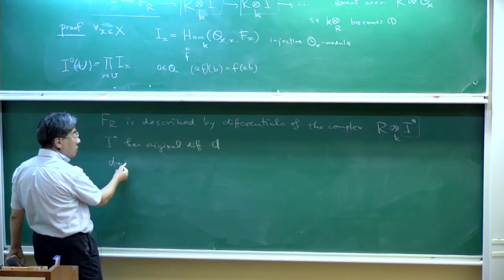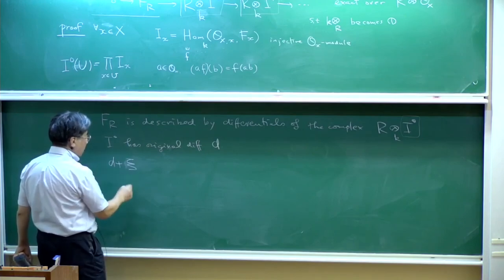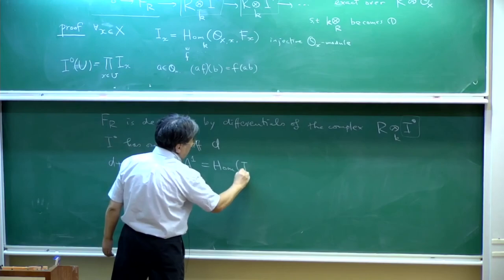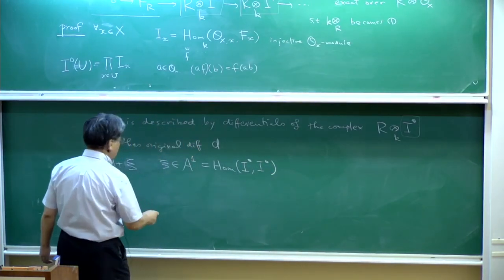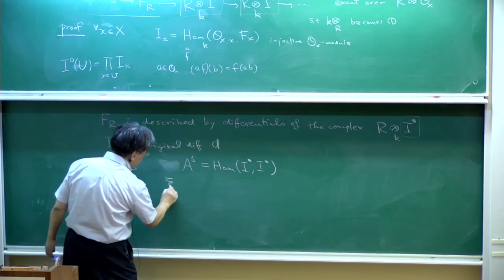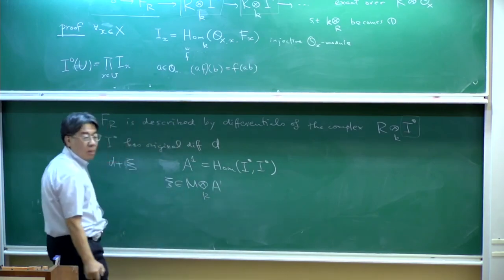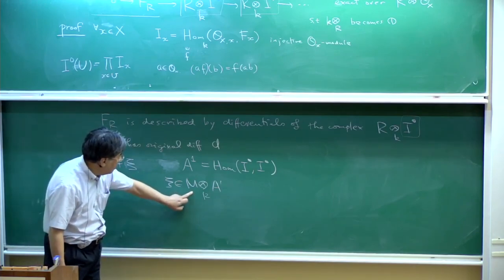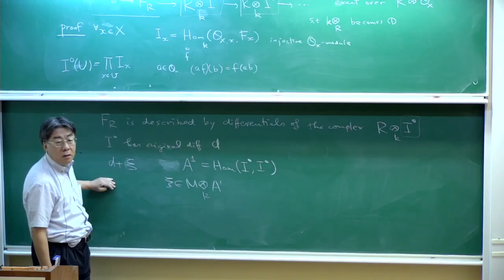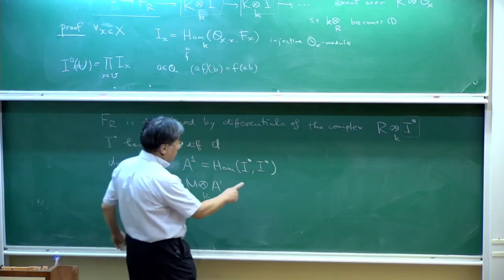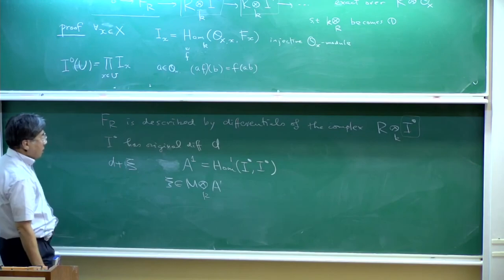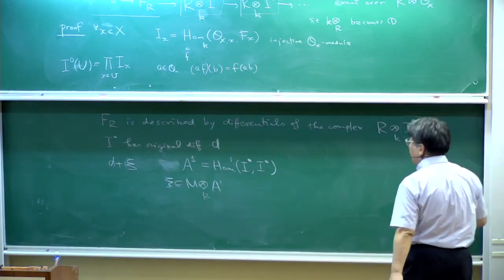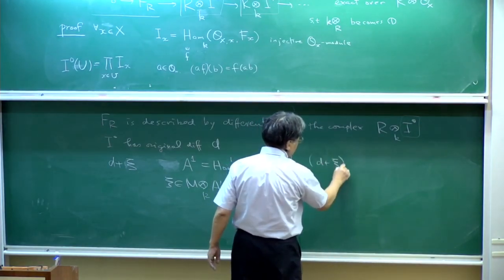So then the remaining thing should be something, maybe C. C is in A1. A1 is hom of I dot, sorry, A1 is this, but C is in M tensor A1. Because when you reduce to the base field, then this is just D. But with maximal ideal coefficient, you have some correction term. So this is just a differential map, but there is exactness, especially D plus C squared is zero.